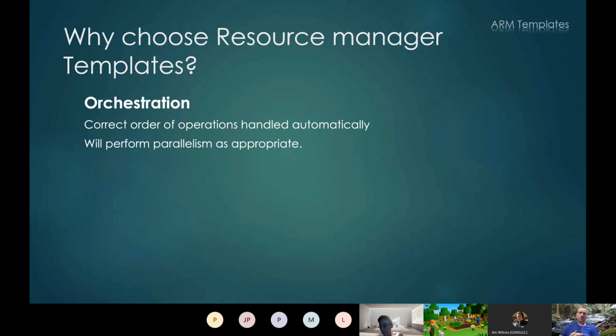Orchestration: correct order of operations is handled automatically, in quotes. It does a pretty good job of knowing what to create in what order, but you can also tell it what order to create things in. It'll perform parallelism as appropriate. So if you've got a template that contains a whole bunch of resources, and a lot of them have nothing to do with the others, it can create those at the same time. That makes it a little better than maybe the CLI or PowerShell.